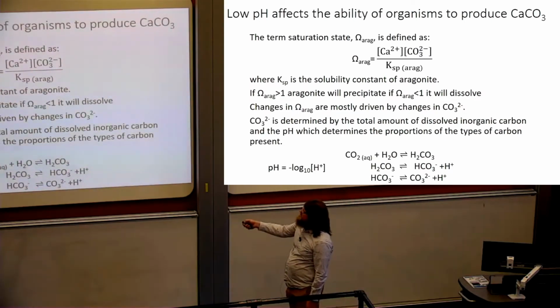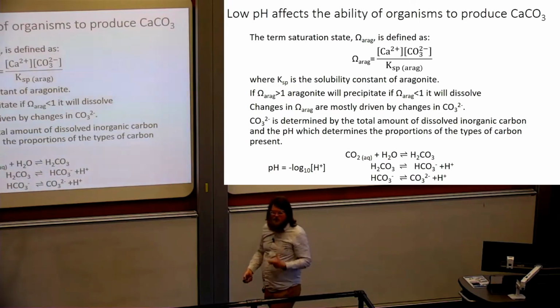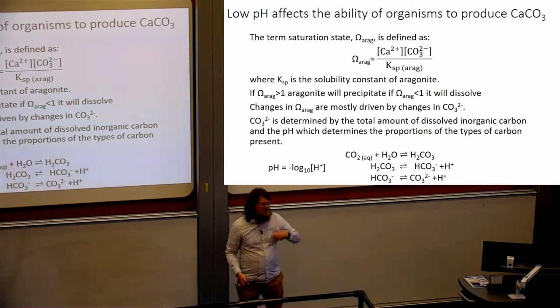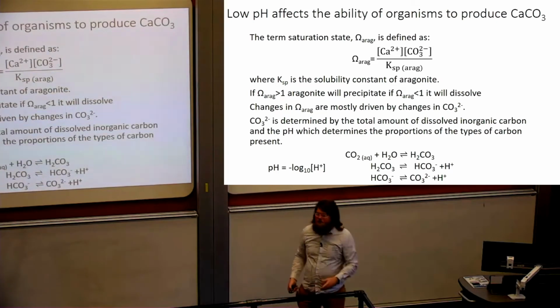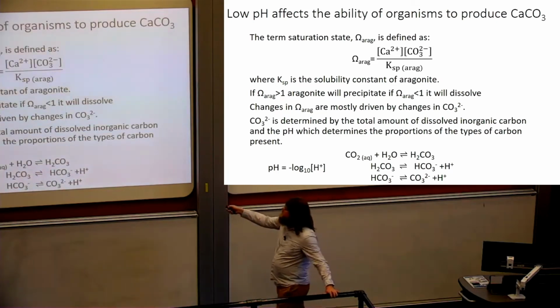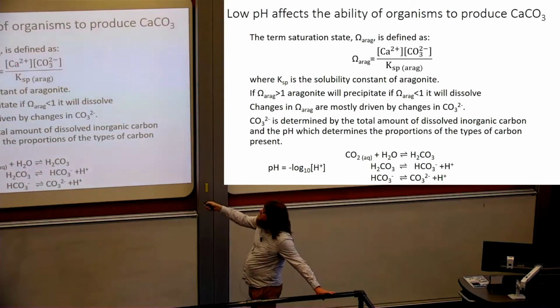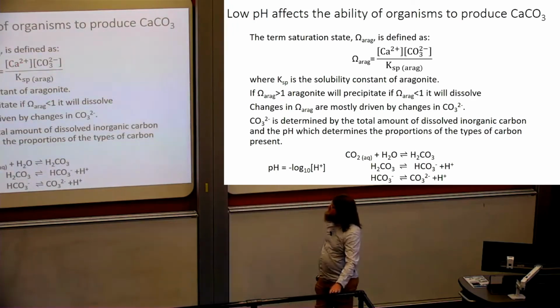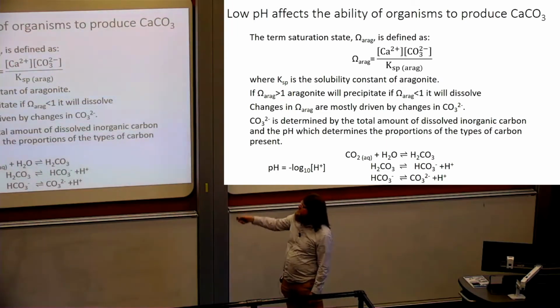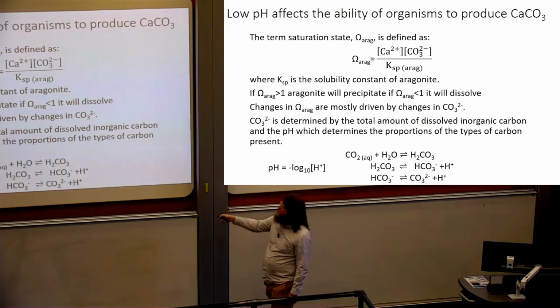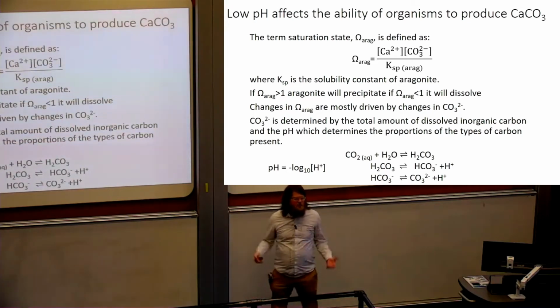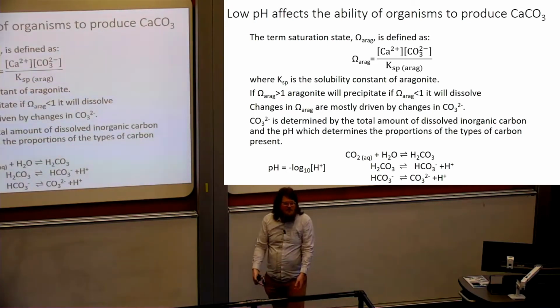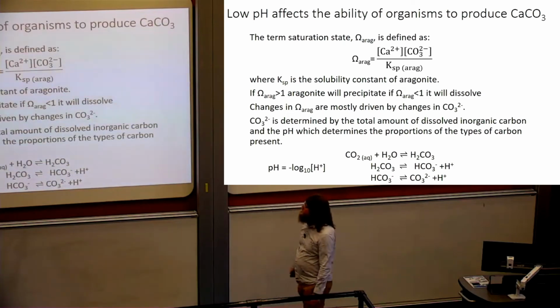So saturation state is basically a measure of whether a mineral will spontaneously precipitate or dissolve. So it's made up of the concentrations of the components of the mineral, in this case calcium ion concentration and carbonate ion, and the solubility constant. So if the concentrations of these components go up, this number will become larger. If it's greater than 1, that mineral will precipitate out. If it's less than 1, it will dissolve.